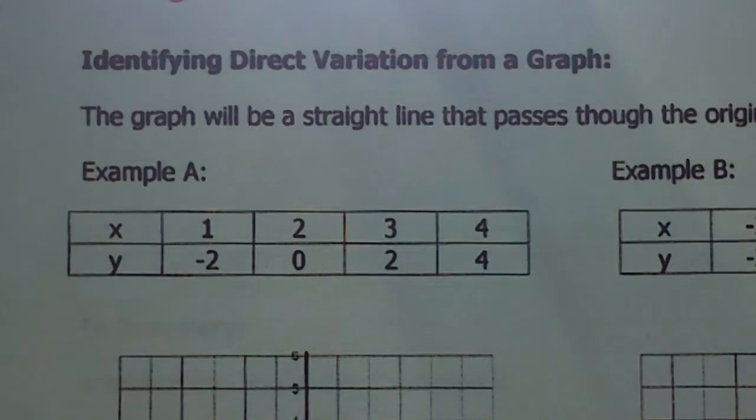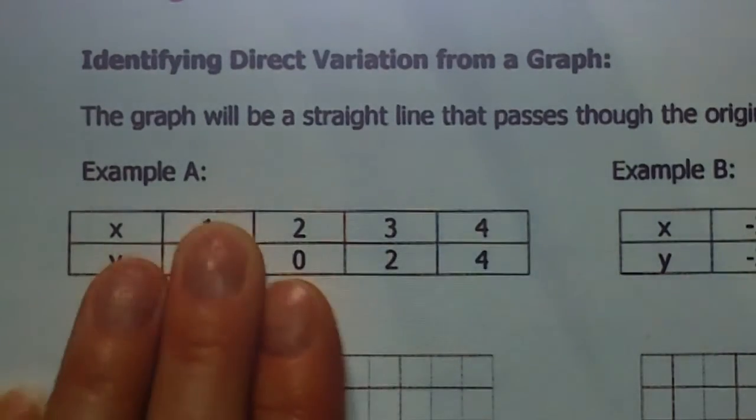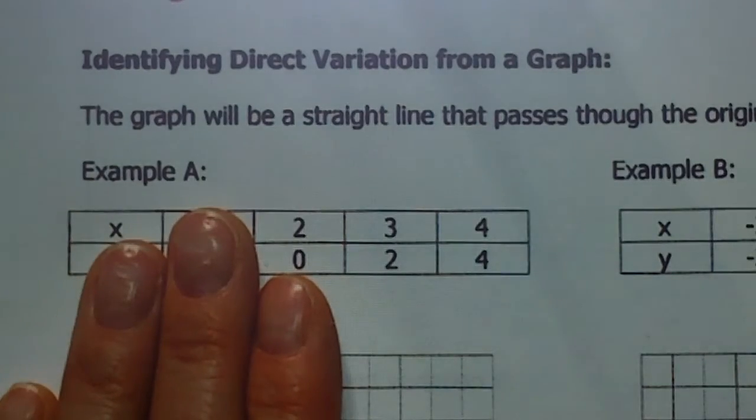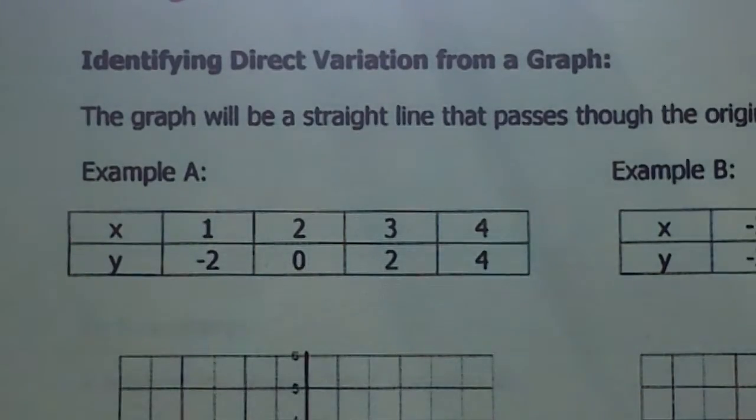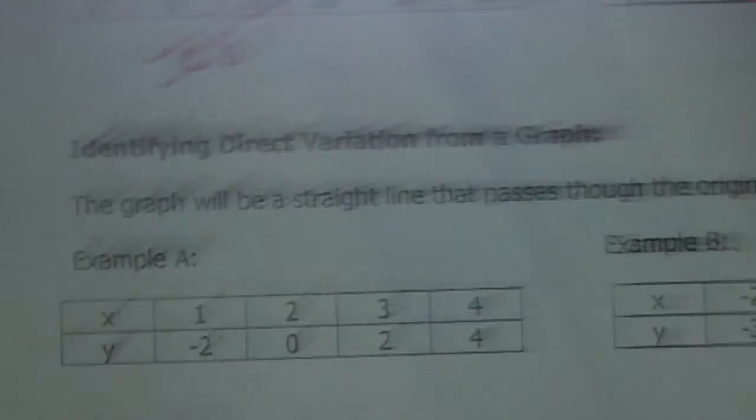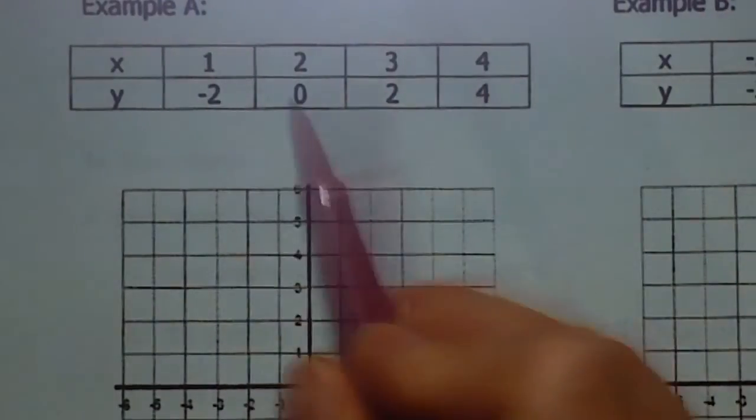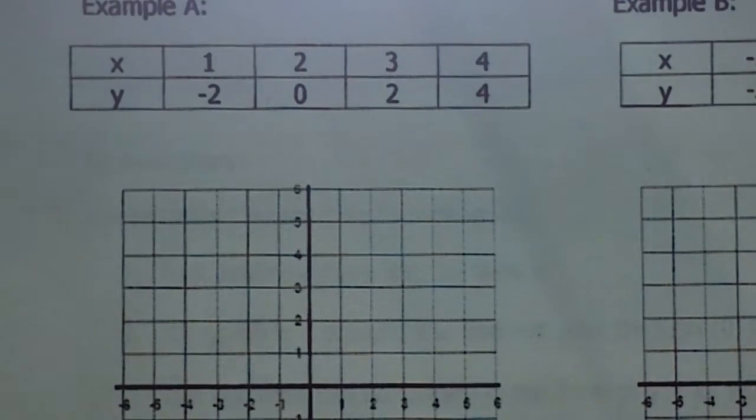Or even if you're not given that piece of the graph, if you're only given some chunk up here of the graph and you can't see 0, 0, the graph would pass through it. So I ask you to plot these points and tell me which one is direct variation, if any.